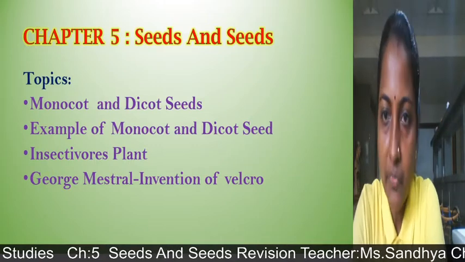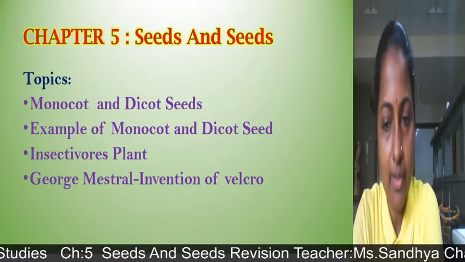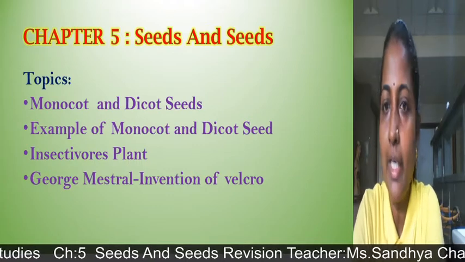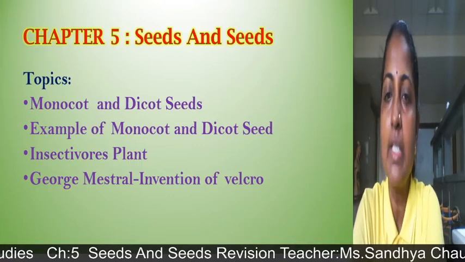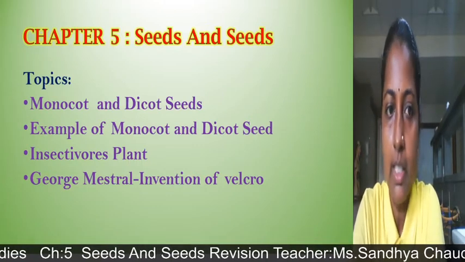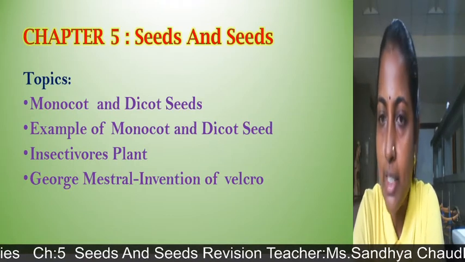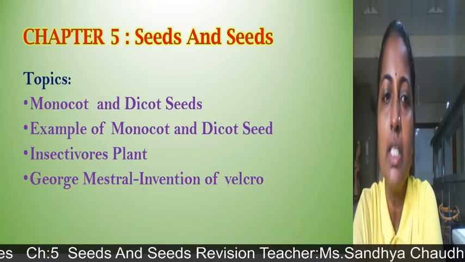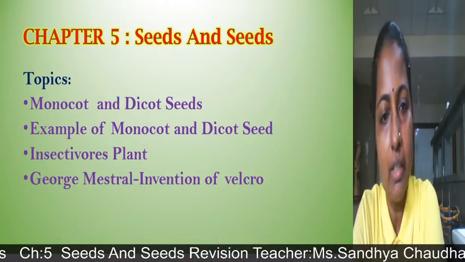After dispersal of seed, we will see the next topics. These are monocot and dicot seeds. An example we will see about monocot and dicot seeds. After that we will see about insectivorous plants, and after that we will see George Mestral, who invented Velcro.